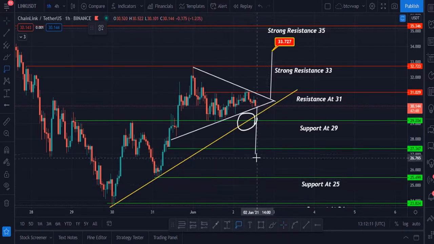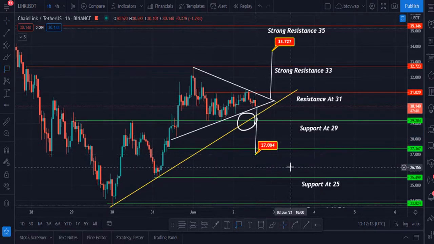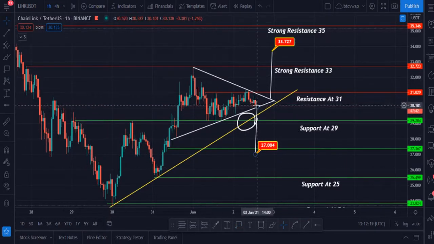In that case, Chainlink can go to hit this zone, $27. If Chainlink loses this downtrend line, breaks this yellow trend line, and breaks this support zone, which is at $29.20, in that case definitely it can go down to hit $27.36, maybe $27. This is the case.